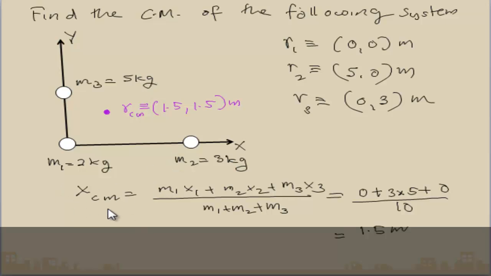Now using our equations, XCM is given by M1x1 plus M2x2 plus M3x3 divided by M1 plus M2 plus M3. So x1, x2, x3 are the x coordinates of their positions, but x1 and x3 are zeros, so the only non-zero value is x2. So we get 3 times 5 divided by the total mass, that's 2 plus 3 plus 5, that's 10. So it's 1.5 meters. That's the x coordinate of the center of mass.